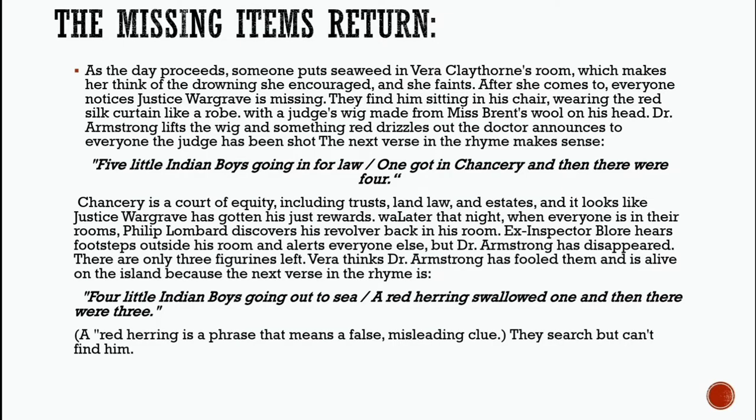Five little Indian boys going in for the law. One got in chancery and then there were four. Now, chancery is something when a person in the court applies the principles of equity, something that enables equality. Chancery is a court of equity including trust law, land law and estates, and it looks like Justice Wargrave has gotten his just rewards. Later this night, when everybody is in their rooms, Philip Lombard discovers his revolver back in his room.